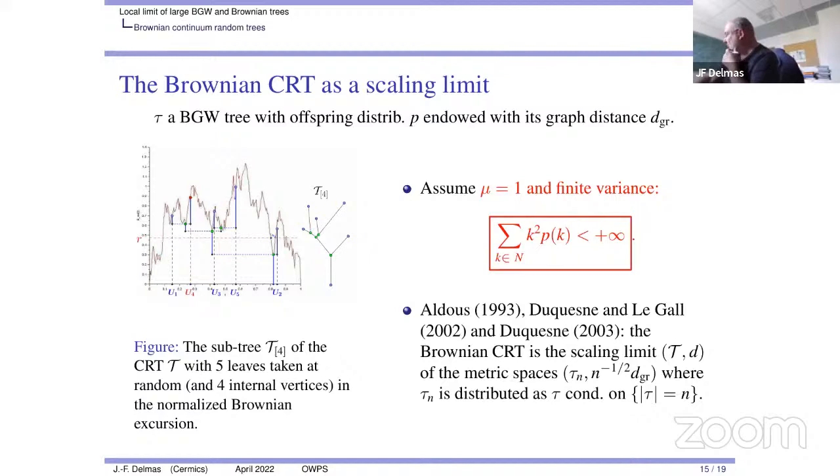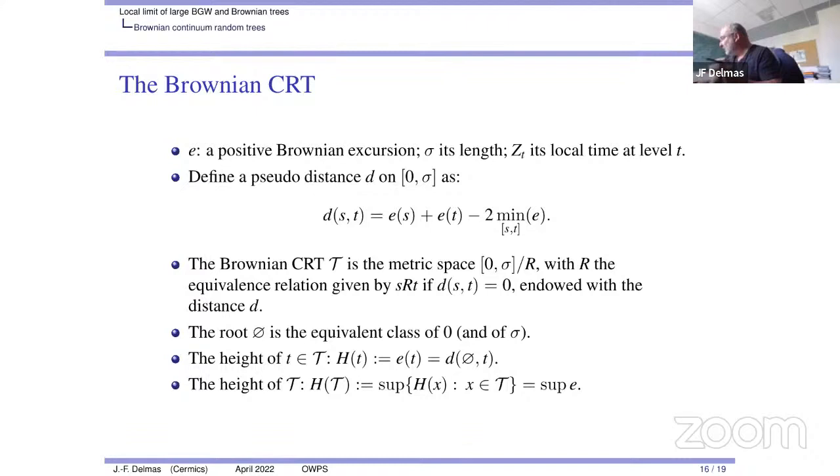So maybe if you allow me, I will go a little bit faster on this section and only speak two to five minutes, leaving it to people who already know about the Brownian continuum random tree. So this can be built through the Brownian excursion using this kind of distance. And let us say that the height of the tree is given by the supremum of the Brownian excursion.